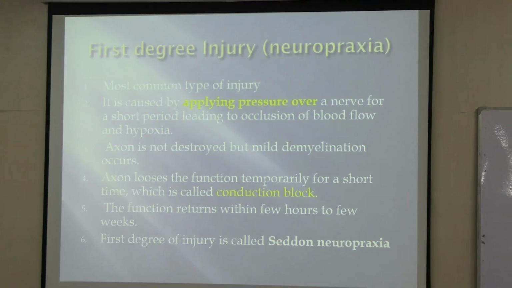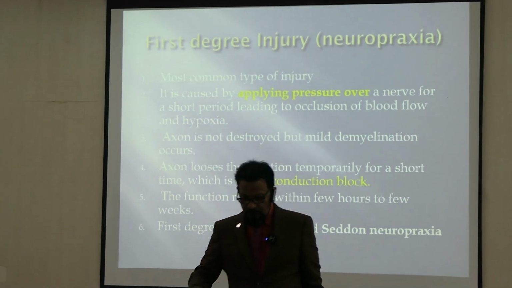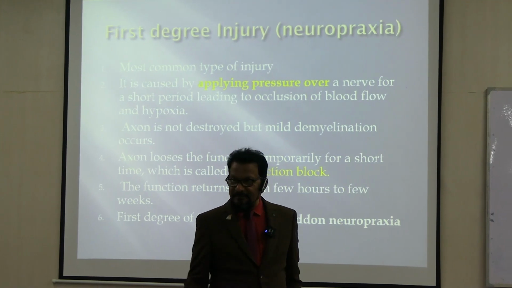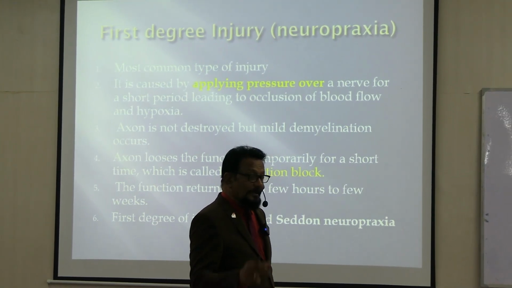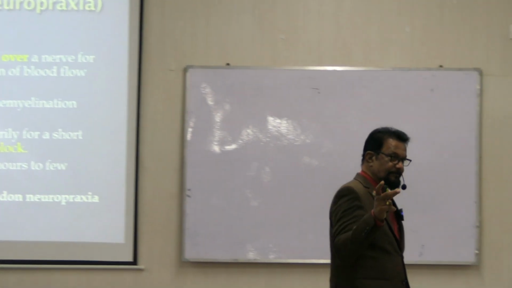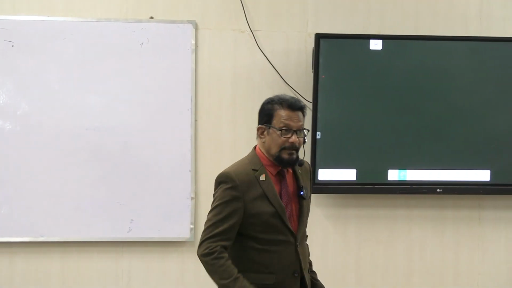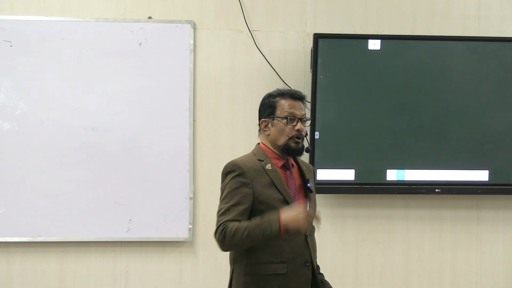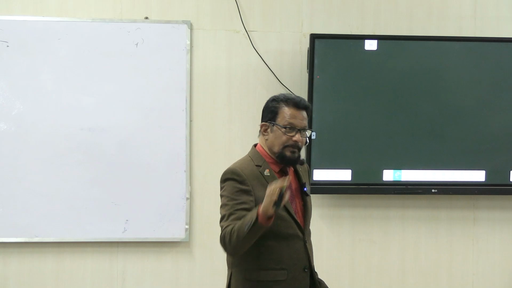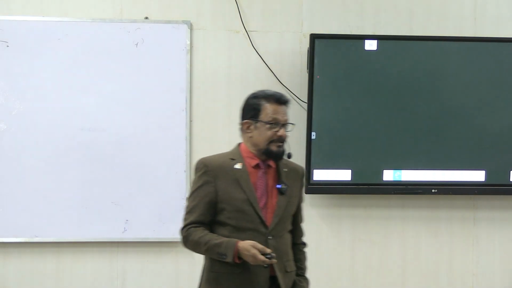First degree injury is the most common type. It is created by ischemia, obstruction in circulation. If the obstruction is for a small period of time, then there will not be any structural injury in the nerve fiber beyond the level of pressure. So after some time, they will regain their activity. There will not be any physical, morphological or structural damage. So that's why it is mild.